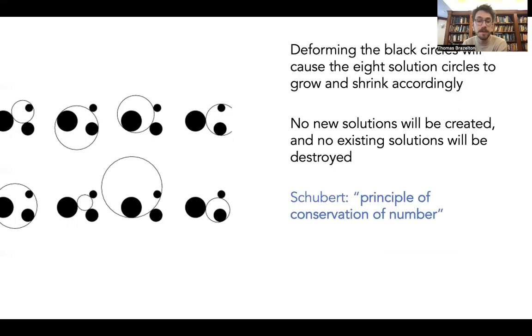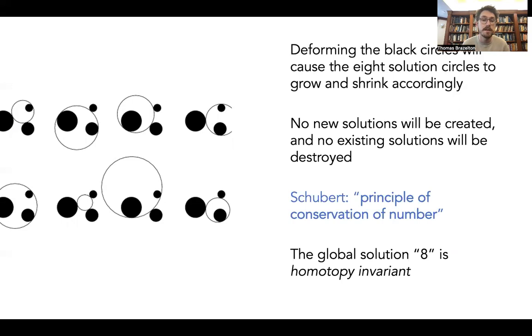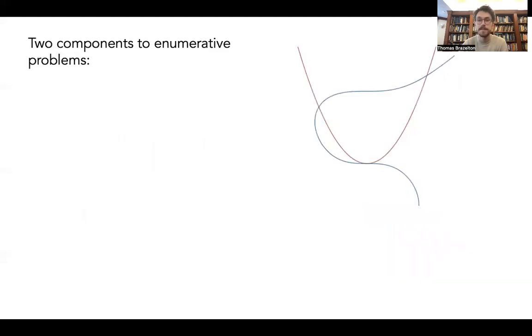This is something that Schubert called the principle of conservation of number, and it's really what makes enumerative geometry so interesting. Another way of thinking about this is that under small parameterized continuous changes in the black circles, this number 8 is invariant. In other words, it's invariant under certain homotopies that really structurally preserve the property that these black circles are in fact circles.